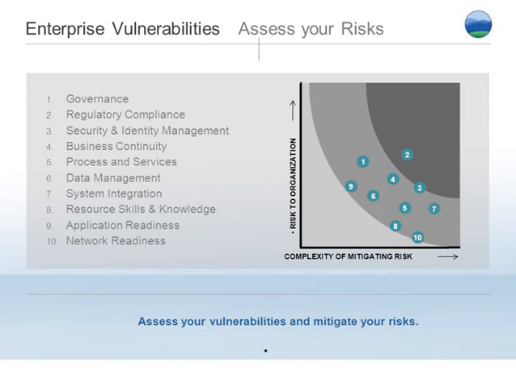Well, this is kind of the short list. It's governance, regulatory compliance, security and identity management, business continuity, processes and services, data management, system integration, resource skills and knowledge, application readiness, network readiness, all these sorts of things that allow you to assess your vulnerabilities and mitigate your risks. So as we're moving into some of these new architectures, you need to figure out how you're going to move in that direction and adhere to all these 10 things, and this is kind of the short list, and then assess your risk as to how successful you are, likelihood of success in moving and migrating into the cloud computing environment, and then making sure you're mitigating the risks as much as you can.